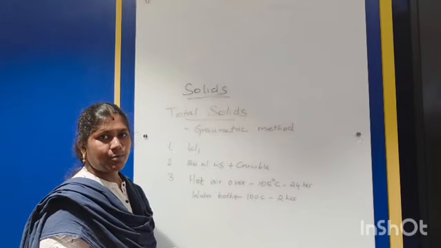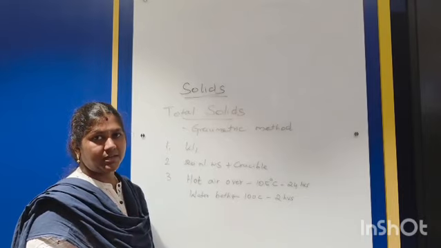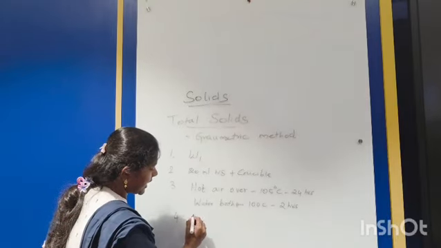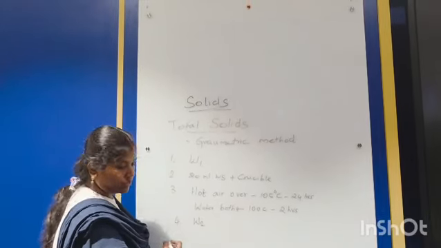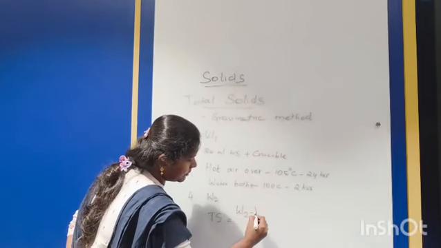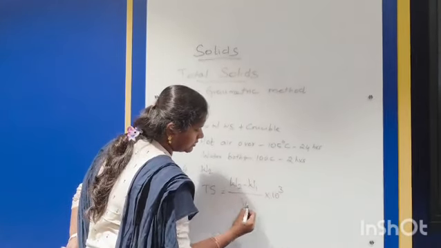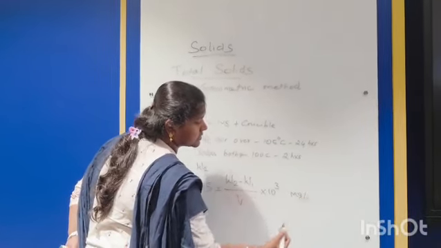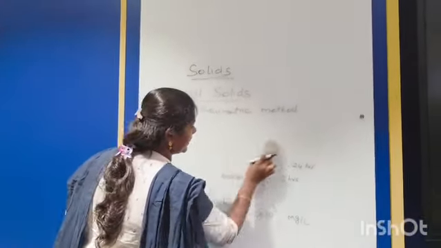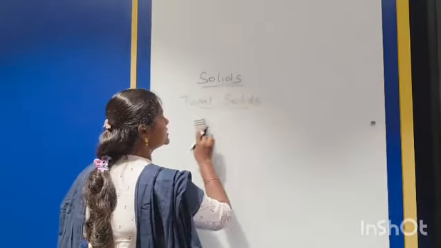When it is evaporated, we have to take the silica crucible and keep it in the desiccator for cooling. After that we have to weigh it, and that weight will be noted down as W2. Now you can determine the total solids. W2 minus W1 divided by volume of sample into 10 power 3 will give you the result of total solids in milligram per liter.